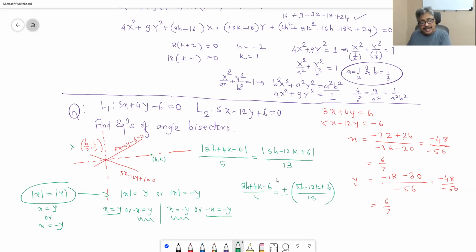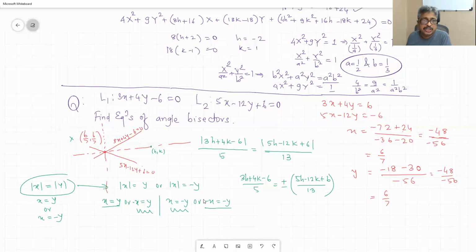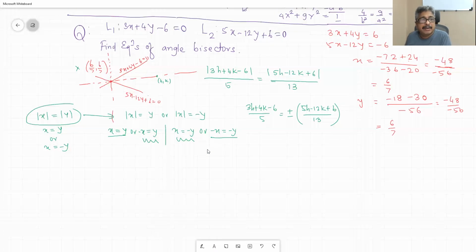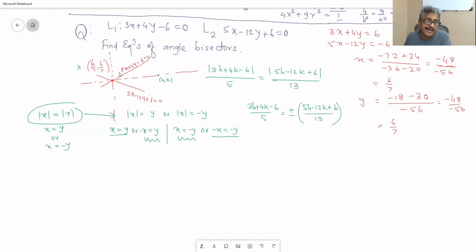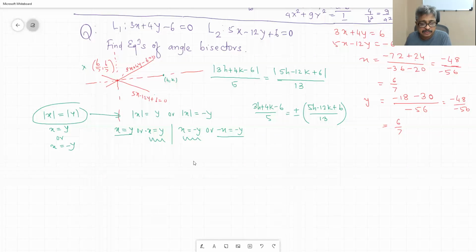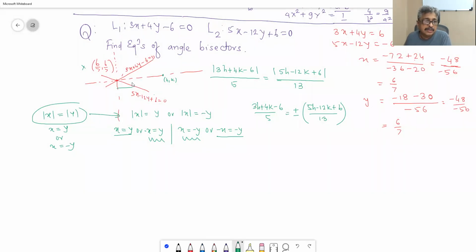One angle bisector will be with plus here, another angle bisector will be with minus here, and whether we are doing it correctly or not, we can cross check by comparing slopes of those two angle bisectors, because we know for sure that these angle bisectors are perpendicular to each other. So after doing this, we will cross check whether m1 m2 is equal to minus 1 or not.